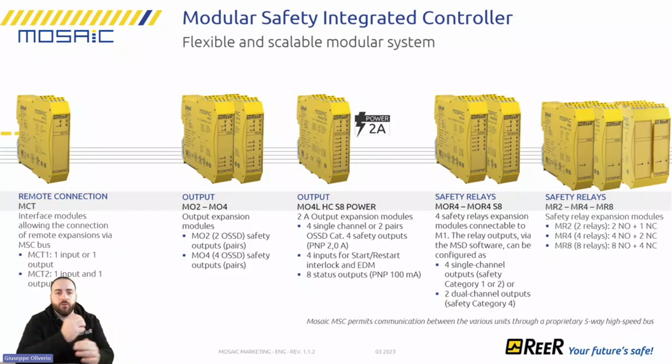We have MCT1 or MCT2 based on the amount of expansion that you have to do. Then module with output only, so MO2 with 2 safety outputs, MO4 with 4 safety outputs. Then we have also the output module with high current consumption output. So up to 2 amps, you can drive actuators up to 2 amps with safety OSSD signal.